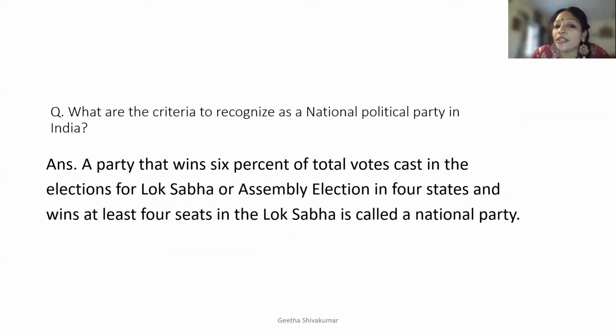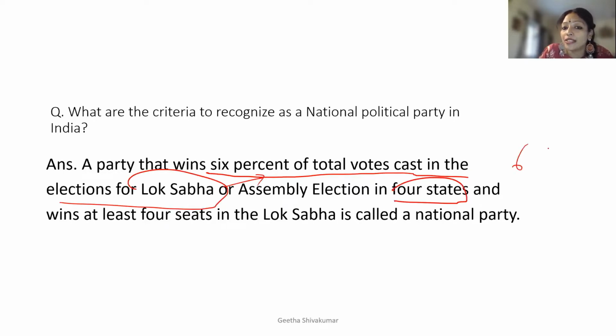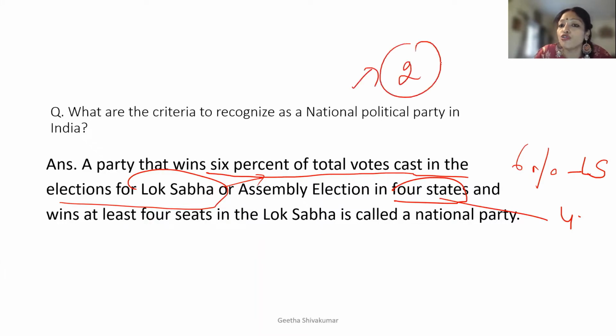What are the criteria to be recognized as a national party? Now we have learned how a state party is recognized by the Election Commission. Now how are national parties recognized? National parties are recognized if they get 6% of the total votes cast in the election for the Lok Sabha and at least 4 seats. So here you have 6% in the Lok Sabha and 4 seats in total. If they get this many seats, they will be called a national party. Again, this question is for 2 marks.